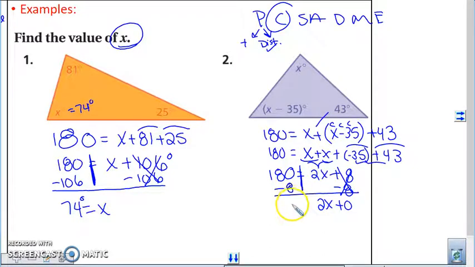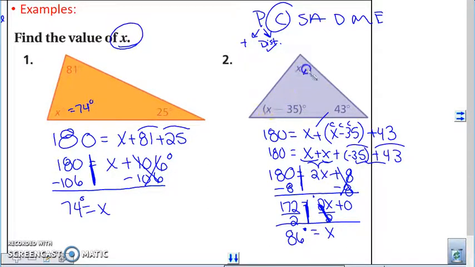180 minus 8 is 172. Do we have division or multiplication to undo? Yep. Divide both sides by 2. Remember, here's where your sides are, where that equal sign is. 2 divided by 2 is 1, so we have 1x left. And half of 172 is 86 degrees.